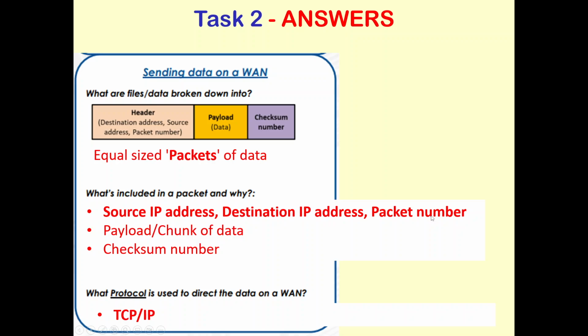And the packet numbers are so that the data can be organized back into the correct order. You've also got the payload, the chunk of data, and the checksum to make sure that it hasn't been corrupted. And what protocol is used to direct the data on a WAN is the TCP/IP protocol. Once you've checked, let's move on.